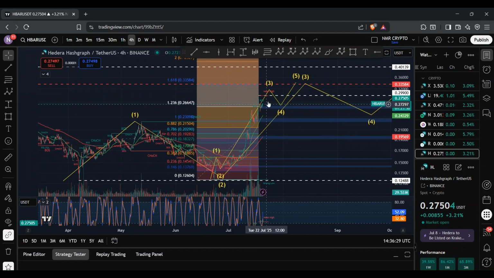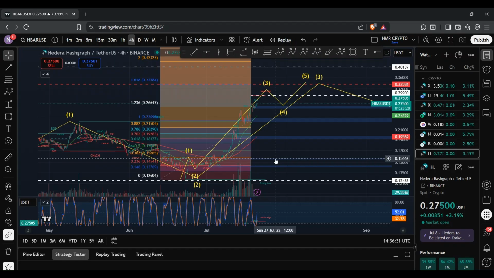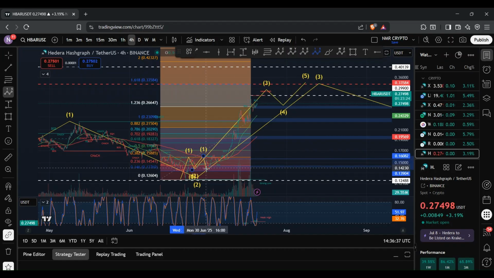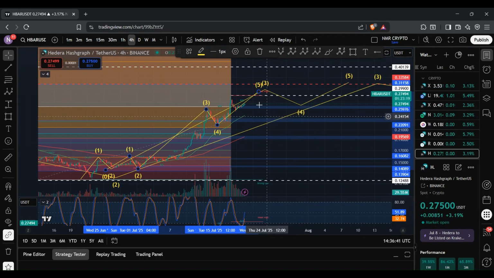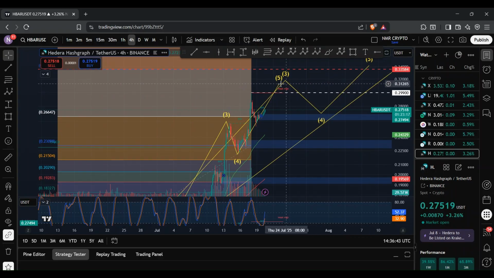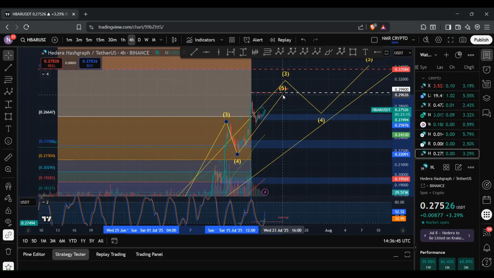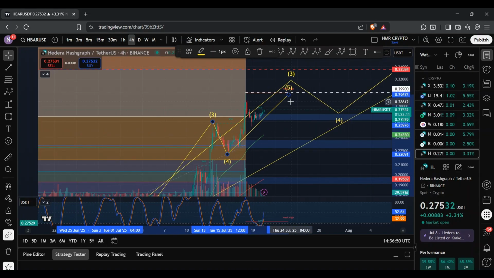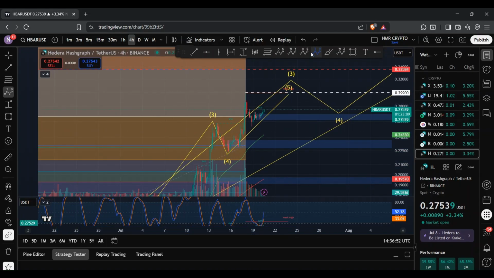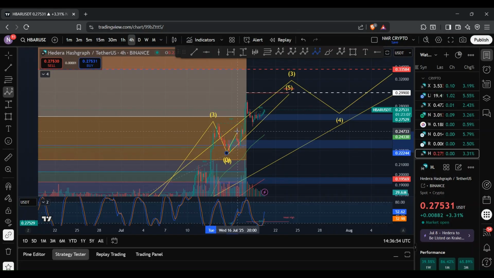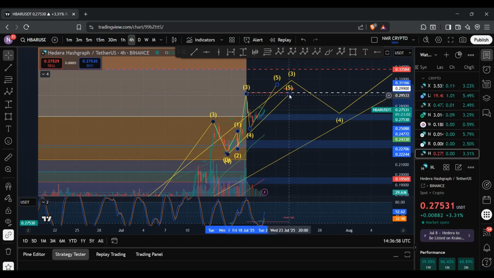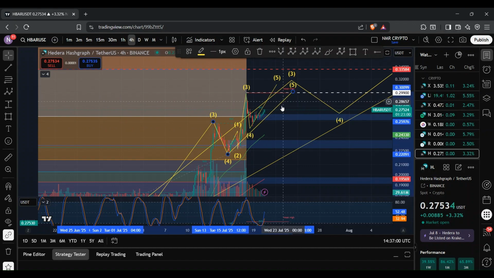And within this third wave, it looks like we have another 5-wave structure that's forming, where if I was to draw that out, we have a wave 1, a wave 2, a wave 3, 4, and 5. It looks like we are within this fifth wave, which is this one here, to complete this third wave, where this fifth wave will also be made up of 5 waves, wave 1, 2, 3, 4, and 5, to complete this fifth wave, which in turn would then complete this third wave.